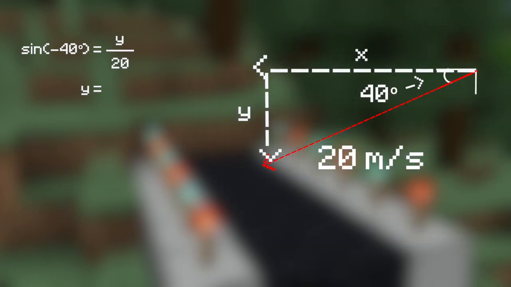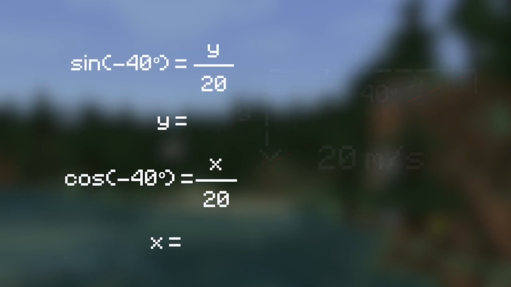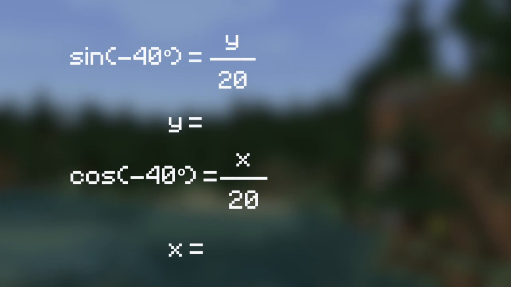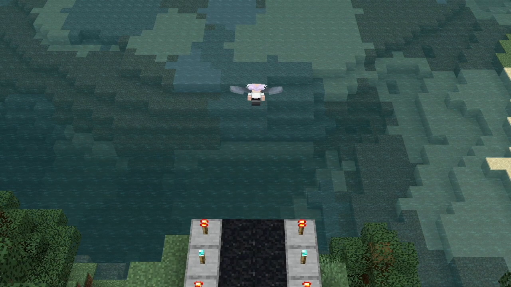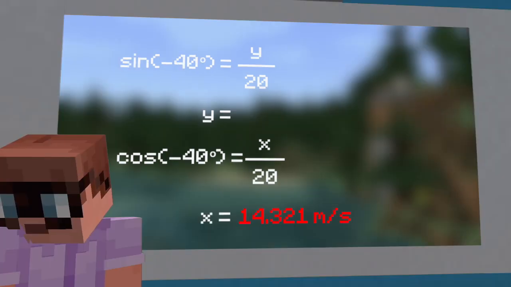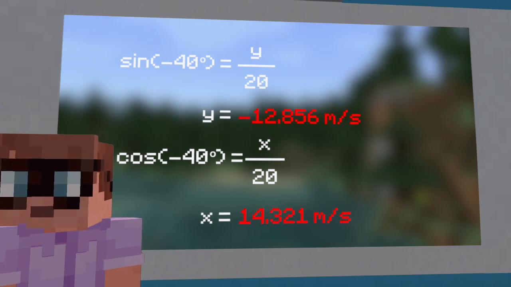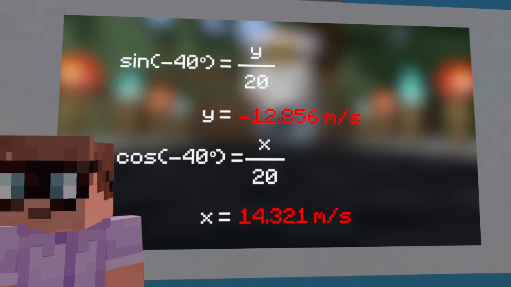You can also do the same thing with a cosine graph for the x value, with the equation of cosine of negative 40 degrees equals x over 20. Remember, when setting up, you have to make the angle negative because he's flying downward. Now, if you set up all the equations correctly, you should get x equals 14.321 meters per second and y equals negative 12.856 meters per second.